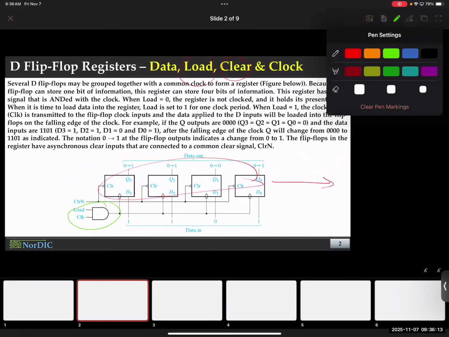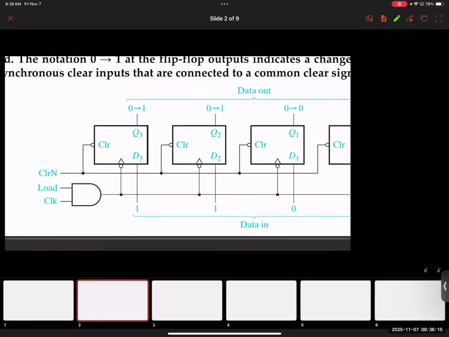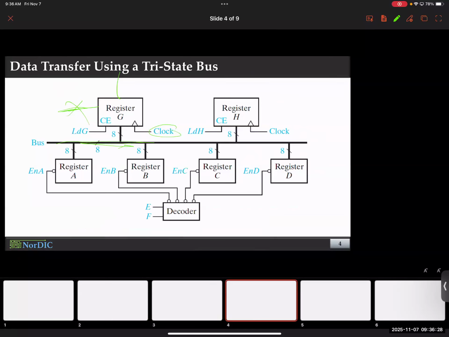Let's go back to this simple slide here. Remember, if you set load equals 0, your output will always be 0. Doesn't matter what the clock does, right? So essentially, you kind of obliterate the clock by setting the load input as 0. Are you okay? All right. So that's why we use the load signal for this.